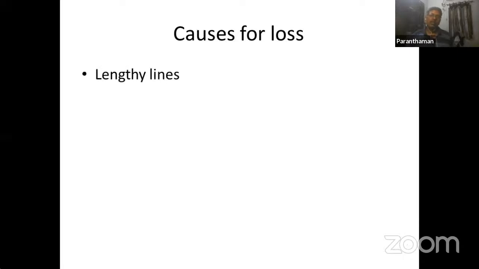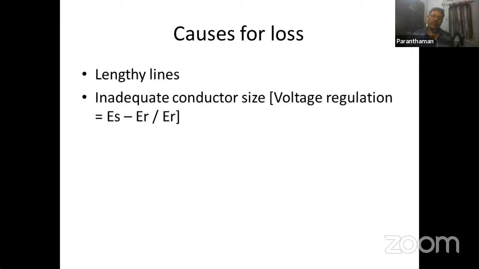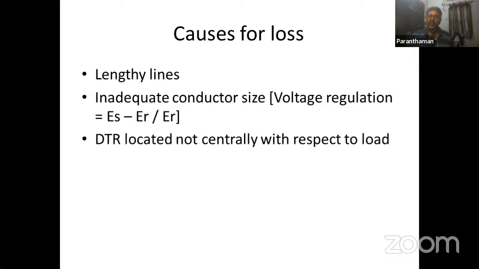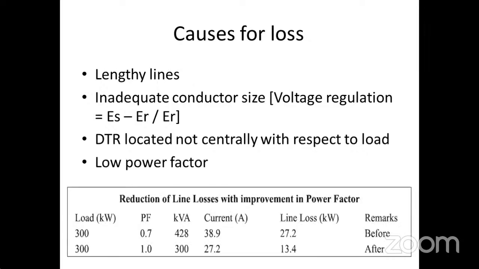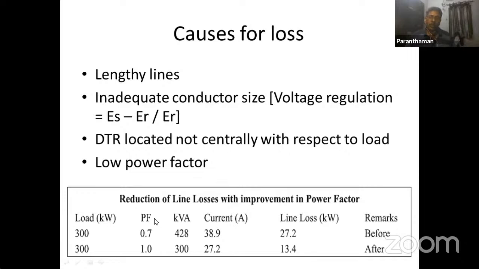Causes for loss. What are the causes for loss? Lengthy lines. Lengthy lines means resistance is equal to rho L by A. Rho means resistivity, L is length, A is cross section. Inadequate conductor size leads to low voltage regulation. DTR not located centrally with respect to load. This is what we discussed a few minutes ago. Low power factor. These are all the points we must keep in mind, sir.